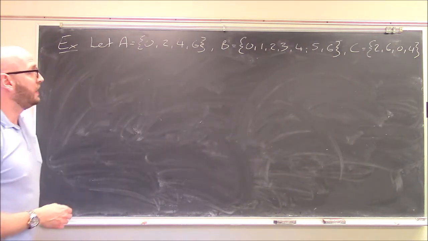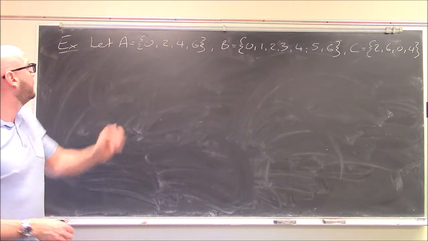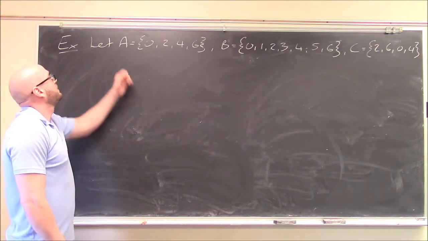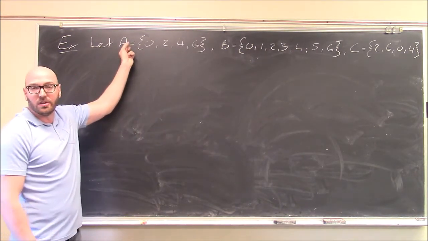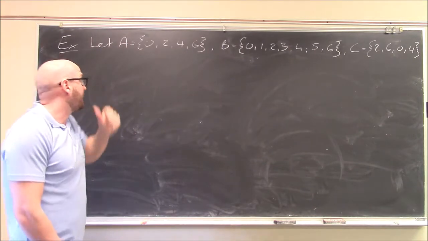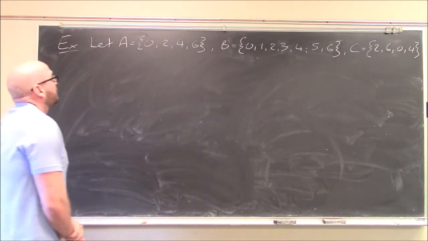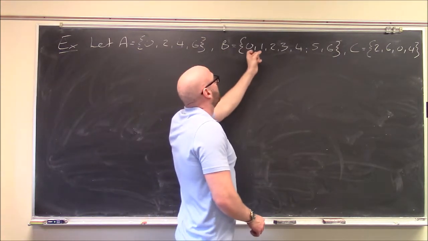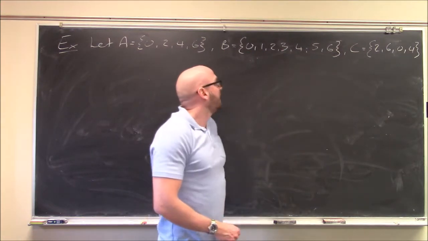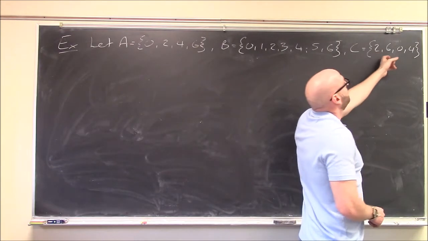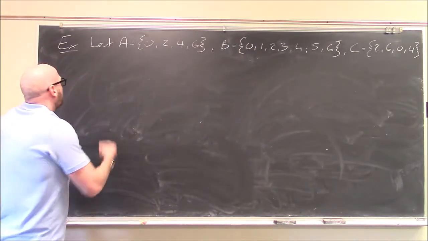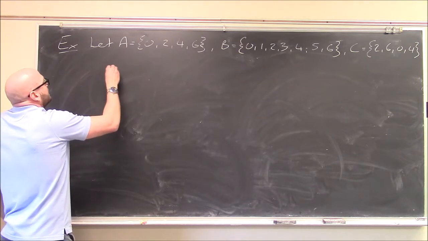All right, so here behind me I have three sets, A, B, and C. We'll typically use notation like this to describe or to name sets. We'll typically go with uppercase letters. So A is the set consisting of the elements 0, 2, 4, and 6. B is the set consisting of 0, 1, 2, 3, 4, 5, 6. And C is the set consisting of the elements 2, 6, 0, 4. All right, so we're just going to make some observations. Let's see.